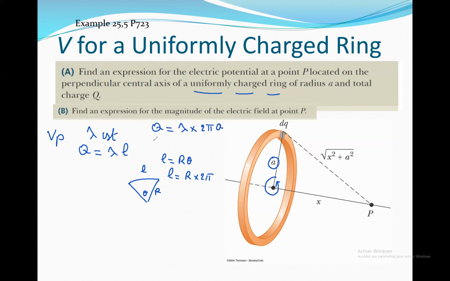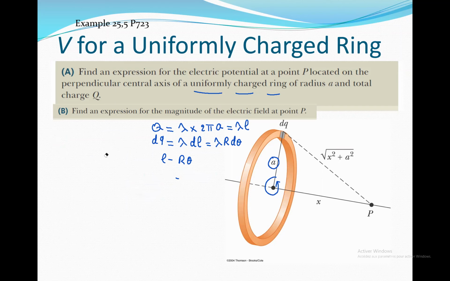If we have a small dq, it equals lambda times dl. dl equals r d theta. Okay, we can say this one is lambda L, and this one we have lambda times r d theta. Anyway, now I want to calculate the total electric potential created by this ring at the point P.